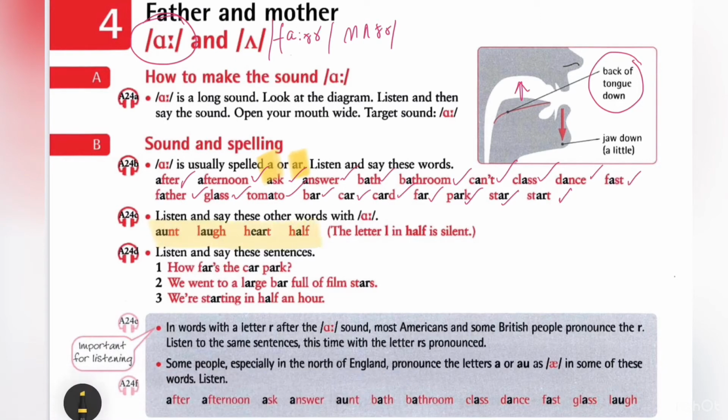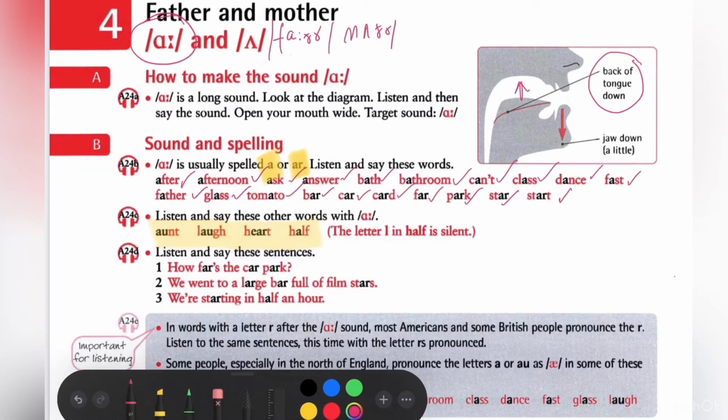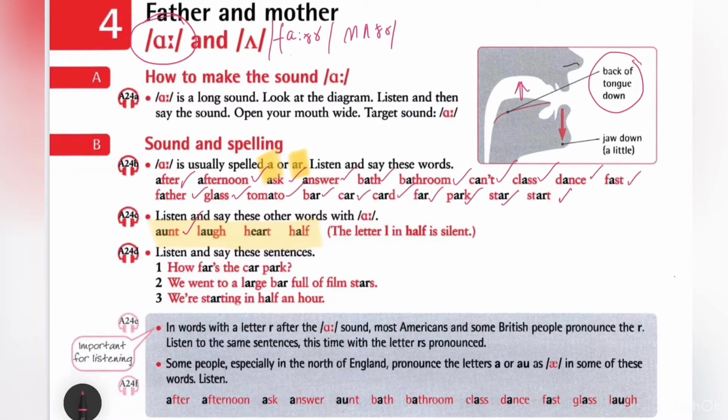These ones have this idea of also a long sound because they are long just by themselves. So let's repeat this one. Aunt. My mother's sister is my aunt. Aunt. Laugh, laugh. Hard, hard. Huff, huff. And remember that here the L sound is silent.